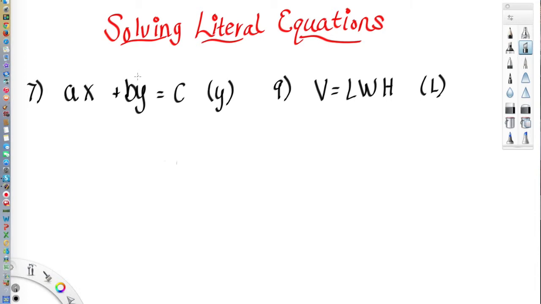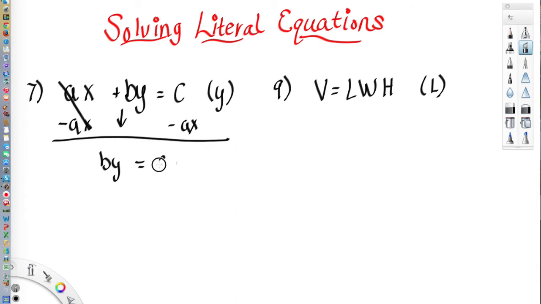Let's take a look at two more problems, number 7 and 9. Number 7, we have ax plus by is equal to c, and we want to solve for y. Okay, so we need to isolate the variable y. There's a couple things happening here. We're adding ax to by, and y is also being multiplied by b. I'm going to get rid of the ax first by subtracting it. What I do to one side, I have to do to the other. Okay, that cancels out.